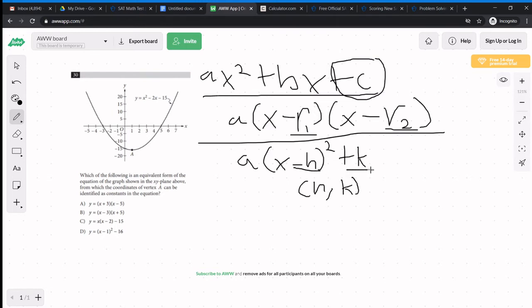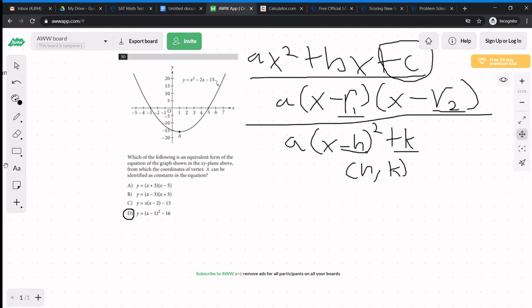So you want it to be in this last form. Only one of these is actually in that form, and that is D: x minus 1 squared minus 16. So you immediately know that that's the correct answer. But if there is more than one in that form, you're going to want to find which one actually is equivalent to this general form. So you do x squared minus 2x minus 15, and for now we'll just let it equal y.